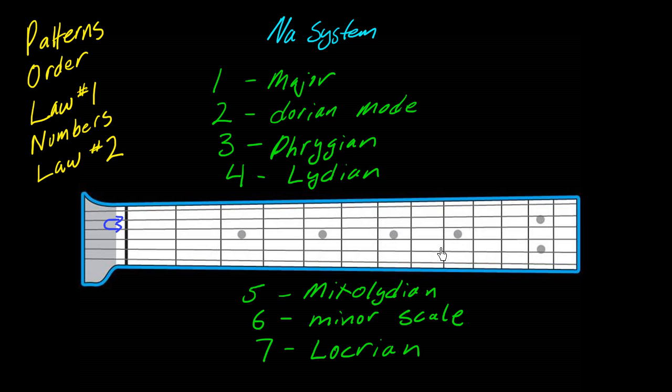So here's a guitar fretboard. Let's say I want to play a major scale. And so I'm just going to pick a note anywhere here. Let's go here. That's a B flat or an A sharp. And I want to start my major scale there.